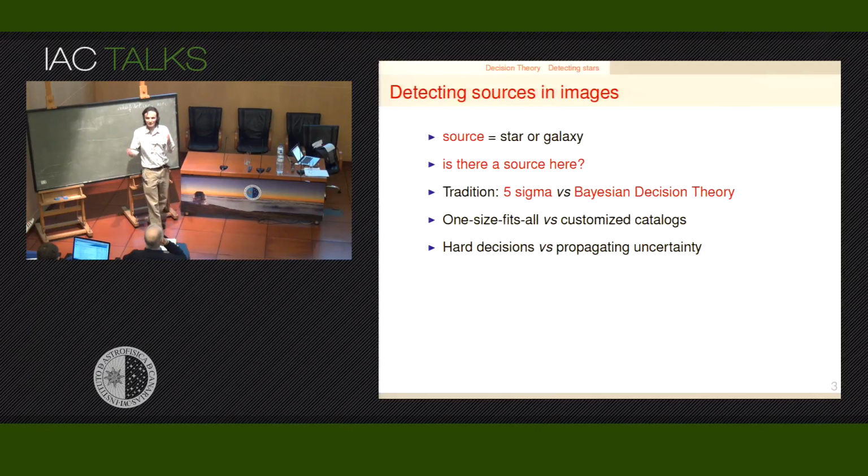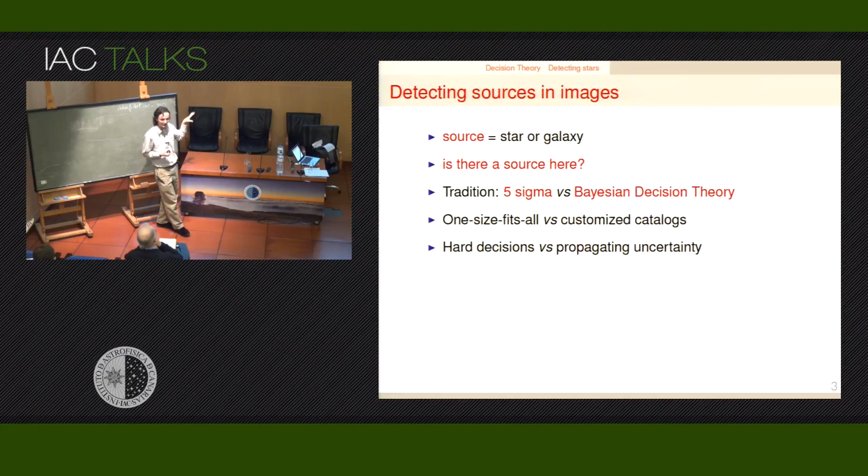Now, traditionally, you might think you just do some operation and apply a 5 sigma cut or something like that. I'll show you that that's a particular choice, and you can make other choices in a rational way using Bayesian decision theory instead. And this leads to an idea of catalogs or lists of detections that are more customized to particular goals.